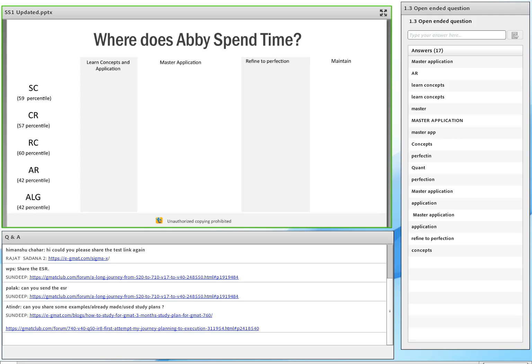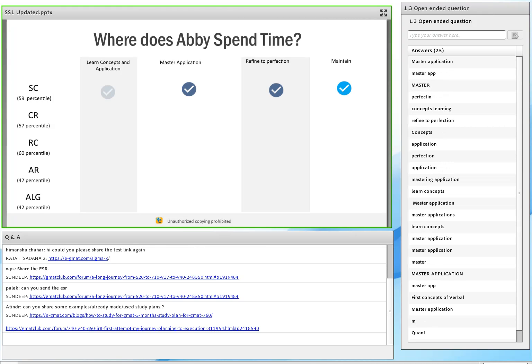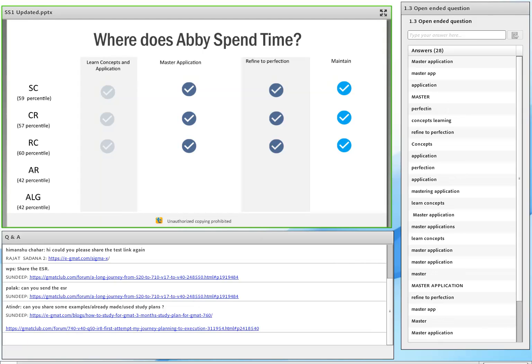The answer is learn concepts, application, master application, refine to perfection, or maintain. Okay, as many of you are saying correctly, she already knows the concepts. She knows application to a good degree. She's going to spend a good chunk of time mastering application and refining to perfection. She is at that 60th percentile already. But when it comes to the quant side of things, she's not going to spend time on refining to perfection or maintaining that. She's just going to spend time on learning concepts and mastering application. That's about it.